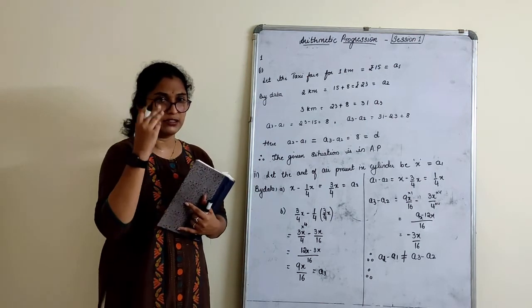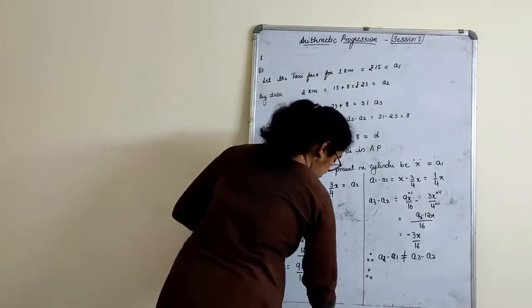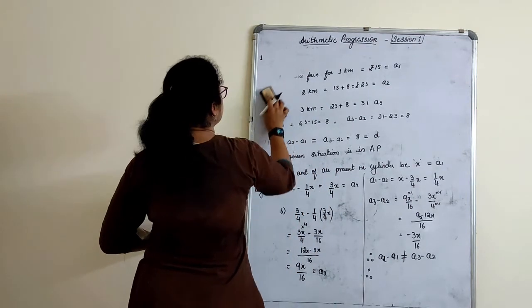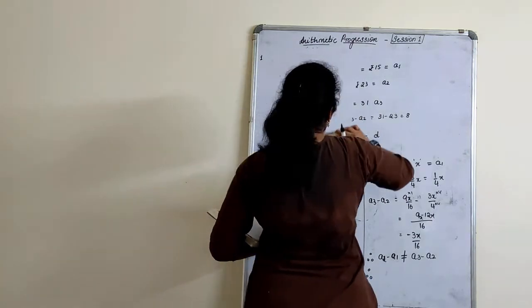Understood what to do? 3 terms to find, that's enough. Quickly, we find the next situation and check whether it is in AP or not. 2 more situations are given.